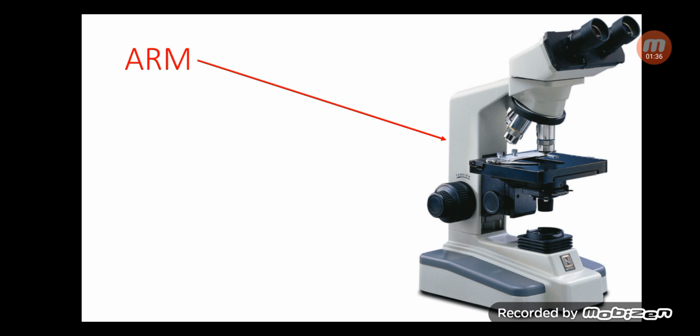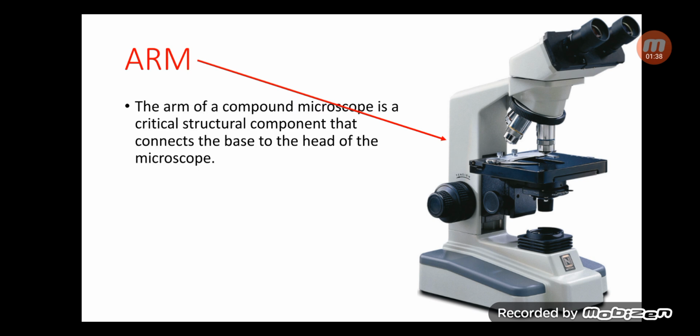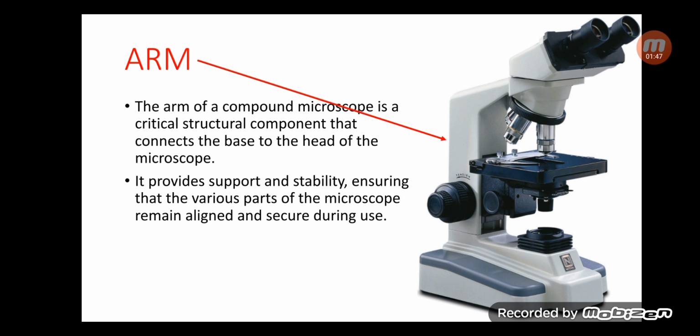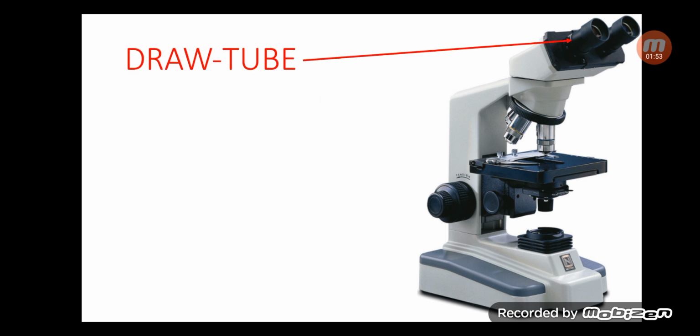Next mechanical part of a compound microscope is arm. The arm of compound microscope is a critical structural component that connects the base to the head of the microscope. It provides support and stability, ensuring that various parts of the microscope remain aligned and secure during use.